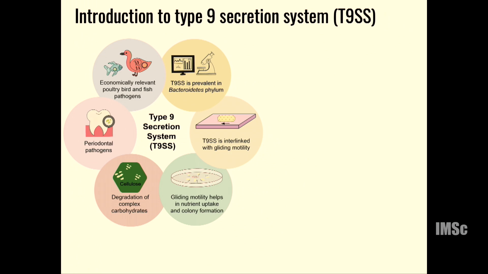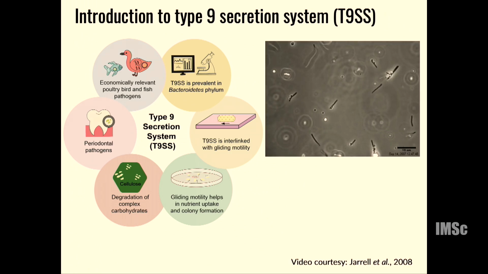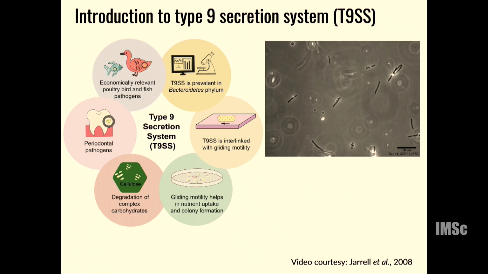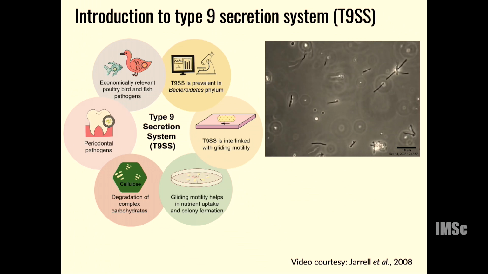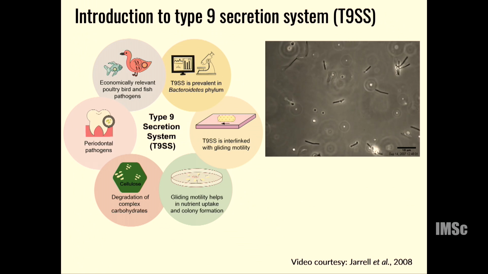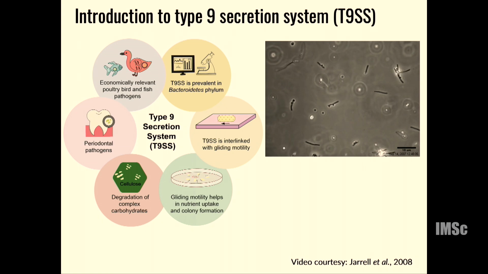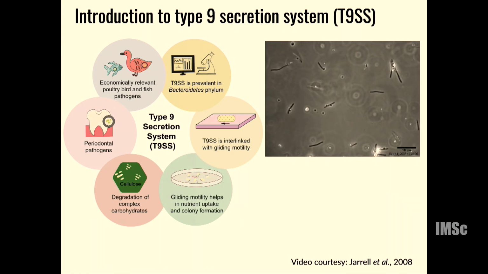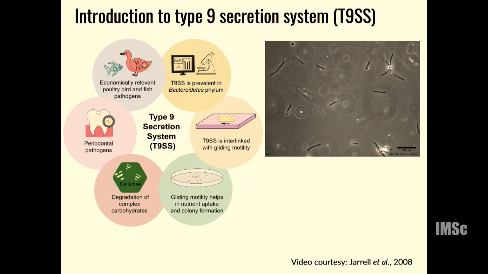So I'm going to show a video. I would like your attention on this rod-shaped bacterium, Flavobacterium johnsoniae, which is found in soil microbiota. The dot-shaped structures that you see are proteins secreted by this bacterium using the type 9 secretion system, and they stick to the surface of the bacterium and help in motility. The important point here is that these bacteria do not have flagella or pili. Using this secretion system, they can move on the surface.